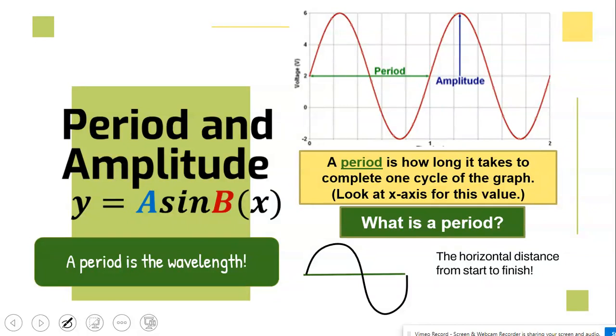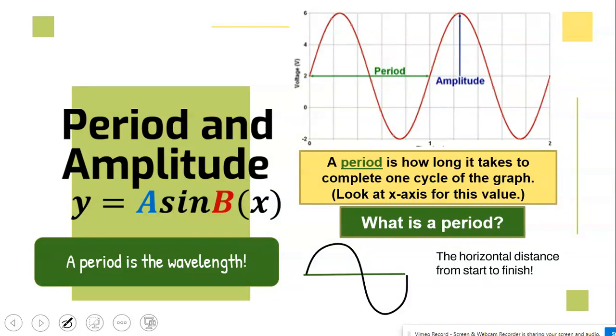Next, we need to talk about period. Okay, so we can discuss the amplitude and the period when discussing these periodic functions. And since they're periodic, meaning they repeat over and over again, a period is how long it takes to finish one cycle of the graph.